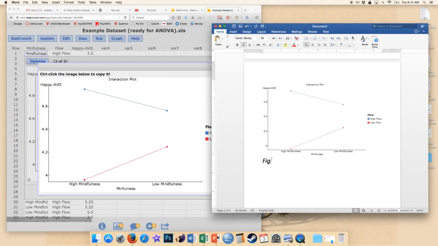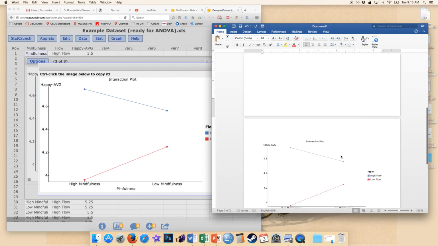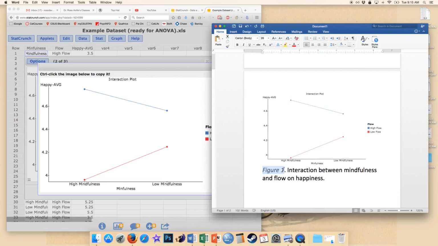This will be in italics, Figure 1, period. And then the actual title is not in italics, and just say interaction between your two variables, which in this case would be mindfulness and flow on happiness. And you don't need to italicize this. This stays unitalicized, but in the actual figure, it's italicized. And this is always going to go on its own page.